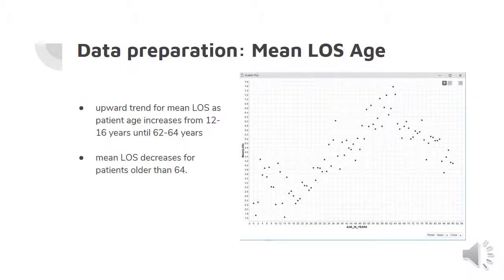Next, we created a scatter plot for the mean length of stay by age for the patients in our data set. You can see from 12 to 16 years of age to 62 to 64 years of age, there's an upward trend. But then after 64 years of age, there's a downward trend up until 94 years of age, which is definitely interesting.